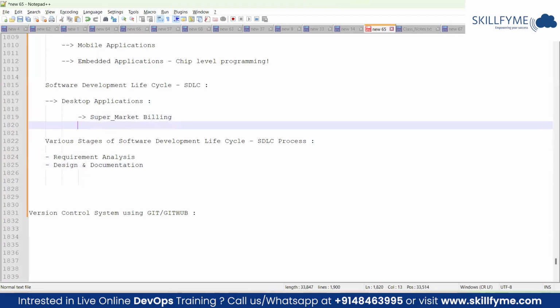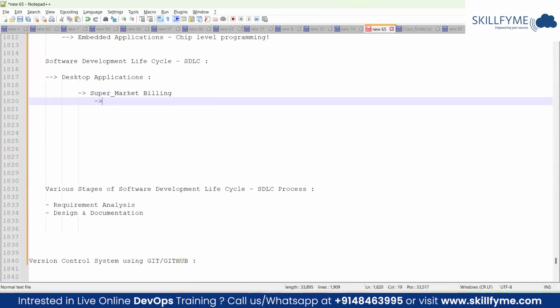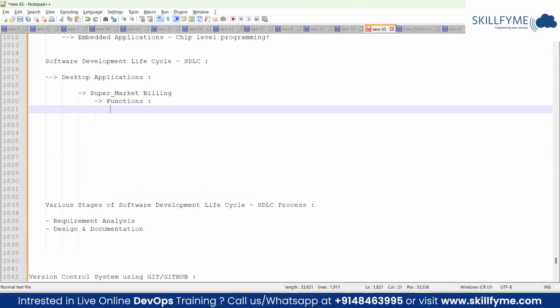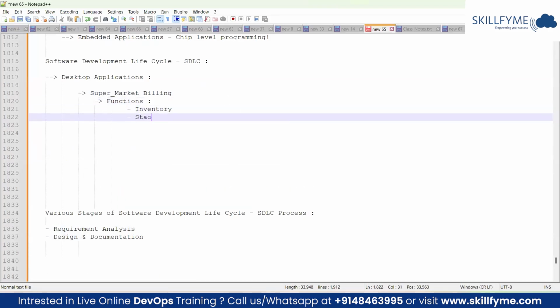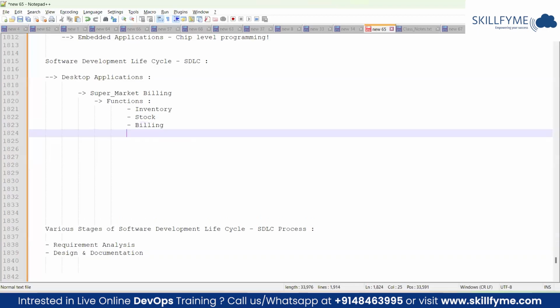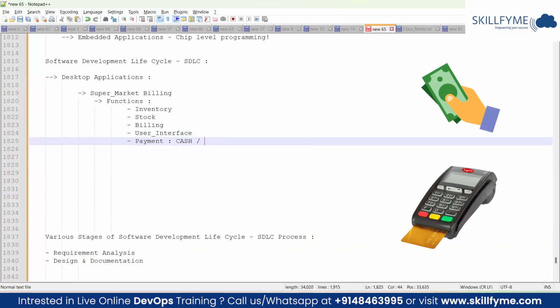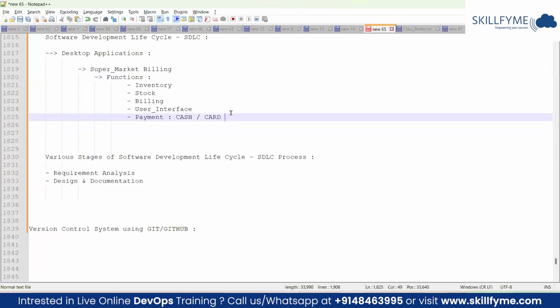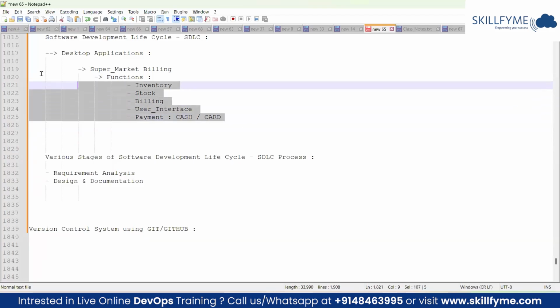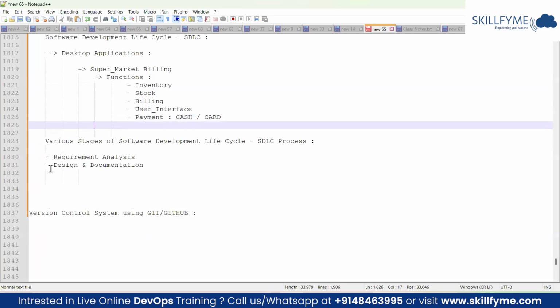For example, consider this particular supermarket billing system, we'll first be identifying the functions. So what are the functions we can have in this software? Like first thing, I need to maintain my inventory, I need to maintain the stock, and then I need to maintain the billing, and definitely the user interface, and something related to your payment module. The payment can be a cash module or a card-based payment. So like this, we'll sit with the customer and we'll analyze the actual requirement. What are all the functions we have, the time it will take, how many resources we need, what are the tools you're going to use, where we're going to deploy, whether it is deployed at the customer end or what is the target environment. Everything will be analyzed in detail here. Once the analysis is completed, it has to be properly documented.